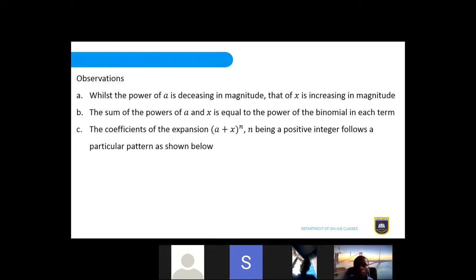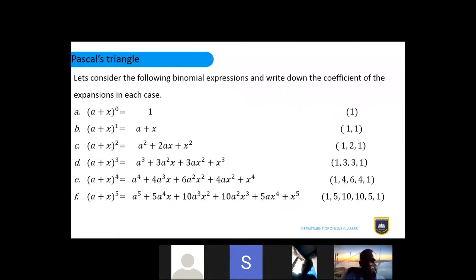The first observation I'm talking about is that whilst the power of a is decreasing in magnitude, that of x is increasing in magnitude. And you know that a is the first term, x is the second term, right? So the decreasing will start from the first term. That's the first term will take the highest exponent. And then the increasing will go to the second term.